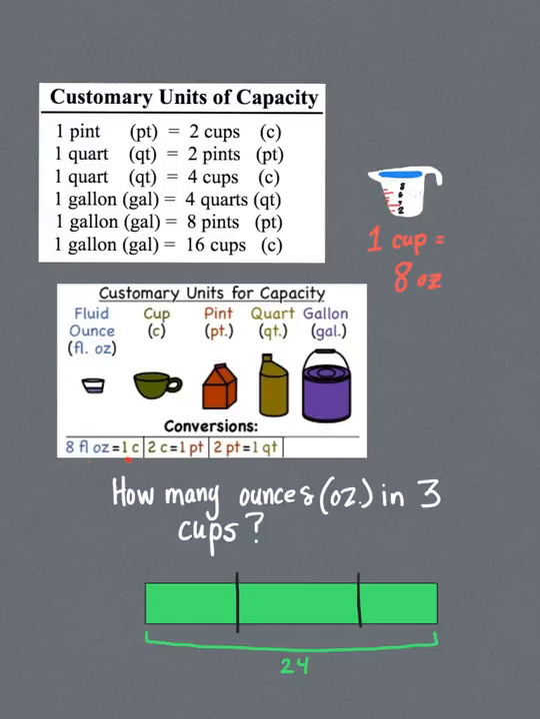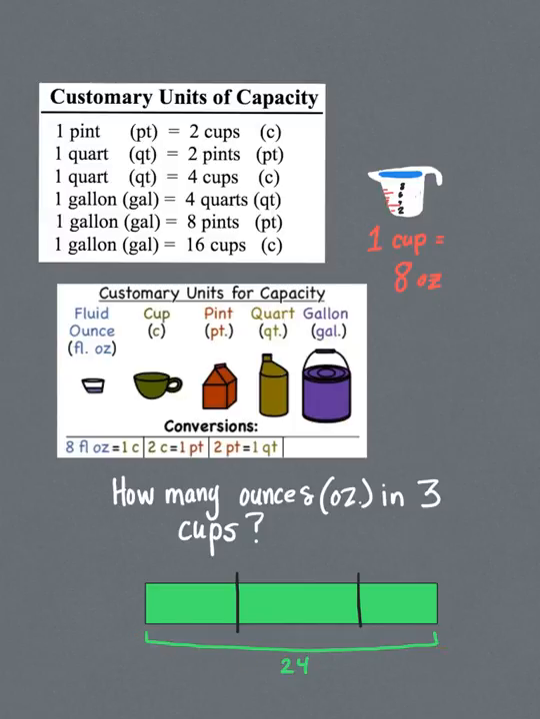So there's 8 ounces in a cup, there's 2 cups in a pint, and 2 pints in a quart. So I drew this little picture to show you: 1 cup is equal to 8 ounces. So if a recipe says something like 8 ounces of milk, that would mean 1 cup of milk. One of the questions we're going to look at is how many ounces are in 3 cups. So if these are our cups, 1, 2, 3, we have a total of 24 ounces.